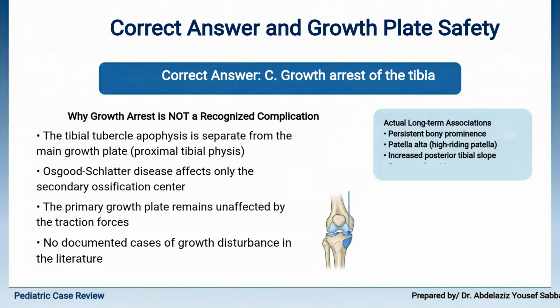The actual recognized long-term associations include persistent bony prominence at the tibial tubercle, patella alta, which means a high-riding patella, increased posterior tibial slope, and recurrent bursitis at the tibial tubercle. These are important to counsel families about when managing this condition.